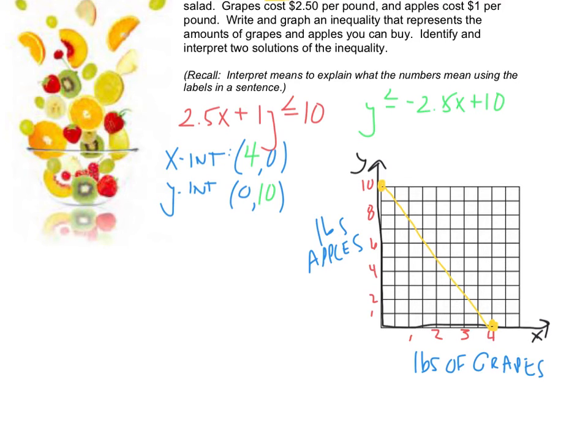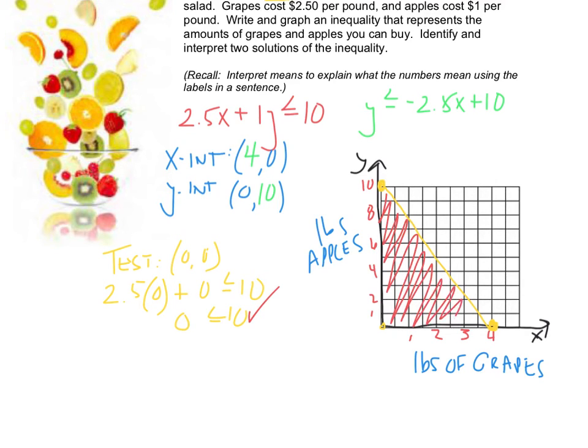Now, to test a point, again, I would test 0, 0. So 0, 0 is a clear, definite one to test right down here. So if I plug in the two zeros, I get 0 is less than or equal to 10. That is a definite true statement, which then means my shading includes all of the stuff underneath that.